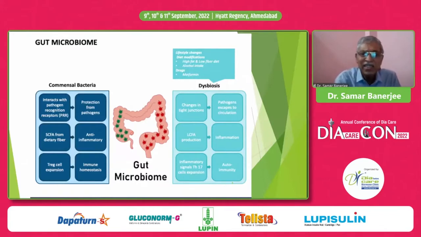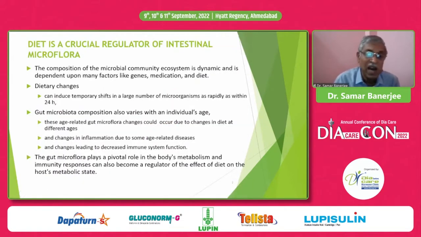And these changes in tight junction lead to pathogen escape to circulation. Long-chain fatty acid production leads to inflammation. Inflammatory signals lead to autoimmunity. These are all partially controlled by these lifestyle changes with its effect on bacteria. Diet is a crucial regulator of intestinal microflora.